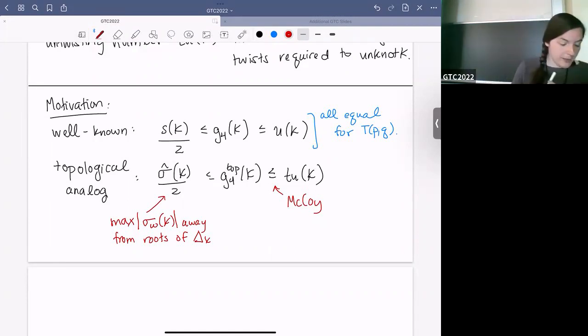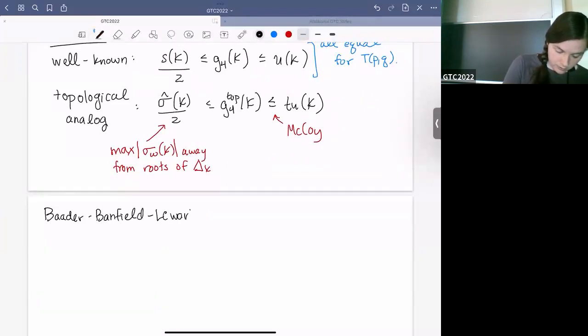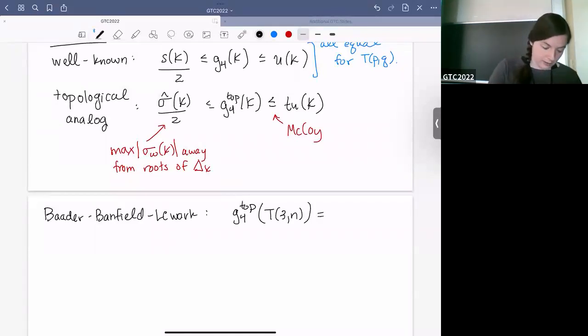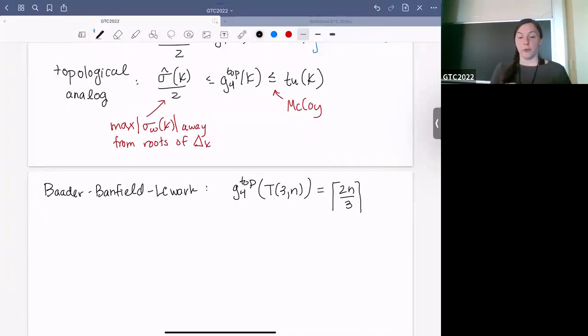Okay. But Baader, Banfield, and Lewark, in I guess 2021, I think, actually showed that all of these are equal for the topological four genus of the three-strand torus knots. So Baader, Banfield, and Lewark were able to compute the topological four genus of three-strand torus knots using this inequality. Okay, so in fact, it's equal to this. So this I think is really interesting. It's an interesting way of trying to compute a topological four genus. And we hope that we can do this for other torus knots as well. Baader, Banfield, and Lewark gave some other families of torus knots where they can get the two bounds really close together, but maybe not quite equal.